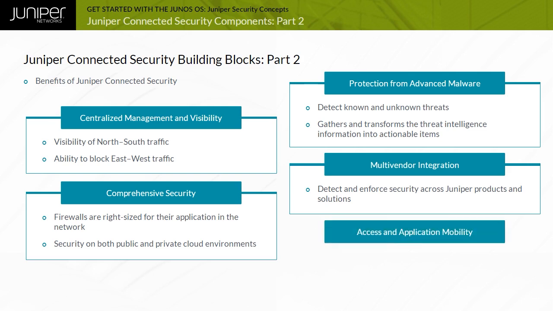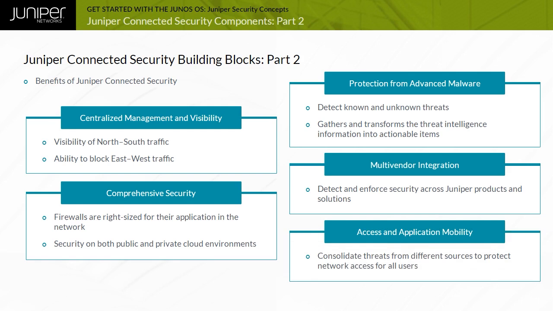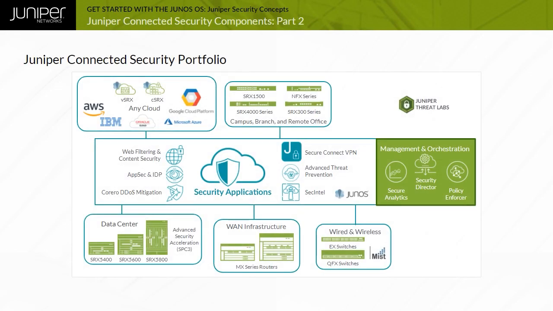Access and application mobility. Elements of the Juniper Connected Security solution secure and consolidate threats from different sources to protect network access for all users, devices such as laptops, mobile devices, and so on, and connectivity methods such as wireless and wired. The building blocks used to create the Juniper Connected Security architecture are displayed.